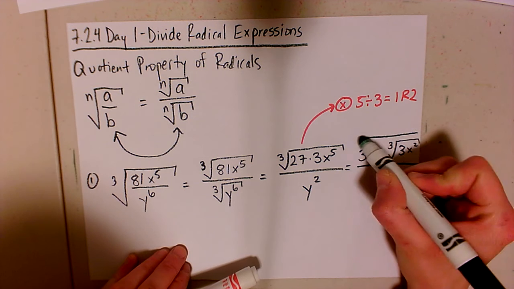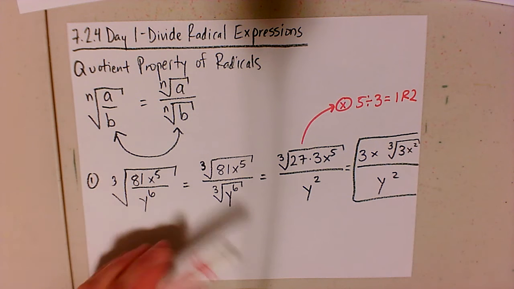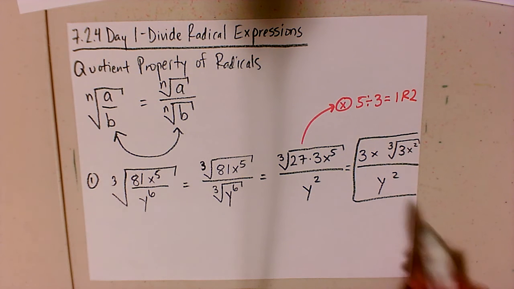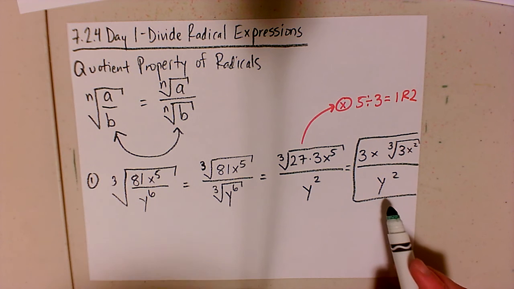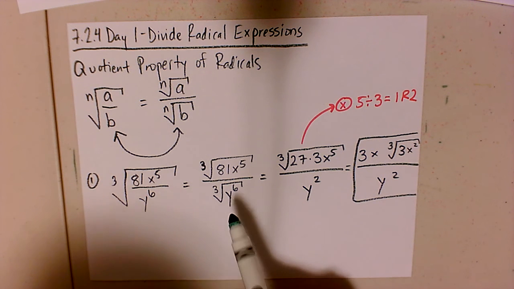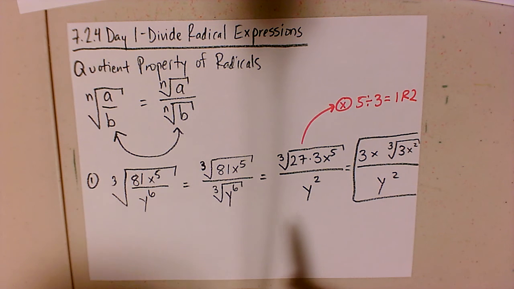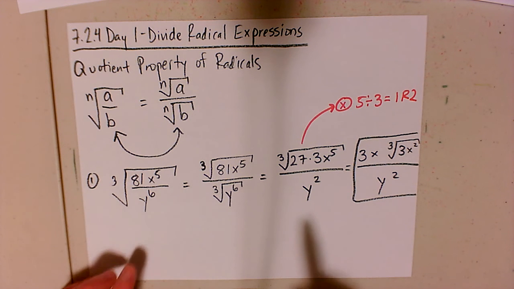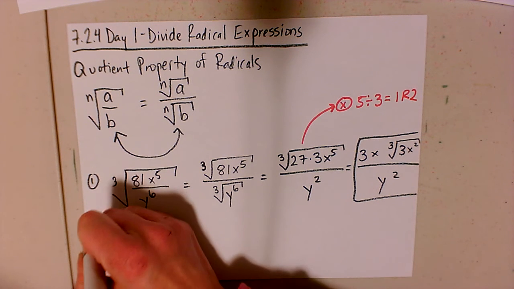So this is as nice as you can go. We're done, because if you look at this, we got our radical out of the denominator. So this is one example of a case where it's easier to break it up into separate radicals and then simplify them separately. Okay, now number 2 is something different.